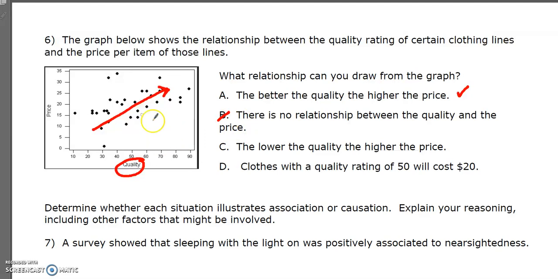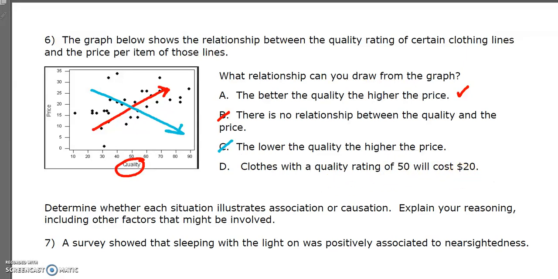Otherwise, we'd have points down here. We'd have points up here. C says the lower the quality, the higher the price. So that would be a negative correlation. So if this were to be it, we would have something that looks like this, and that's not what we have. And then it says clothes with a quality rating of 50 will cost $20.